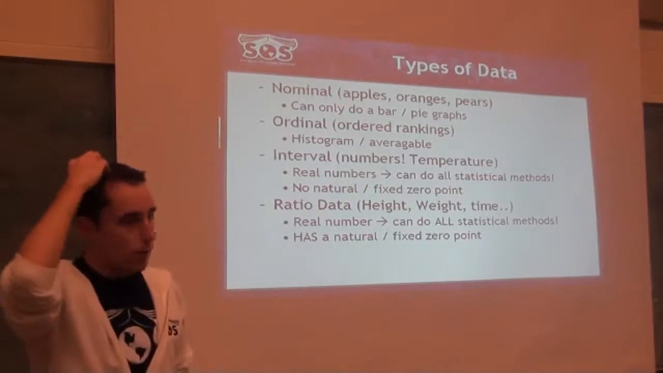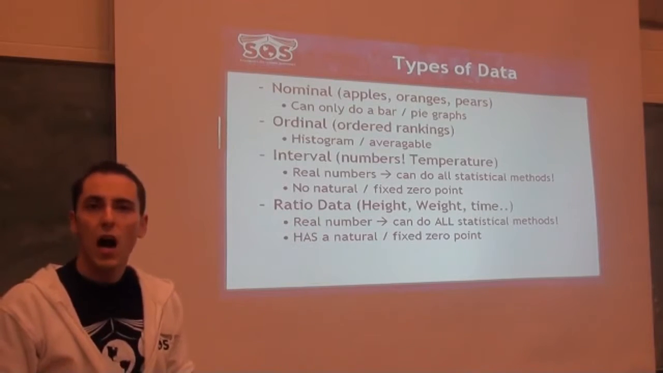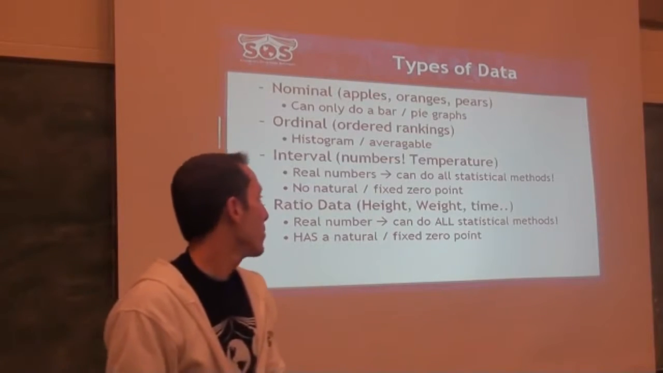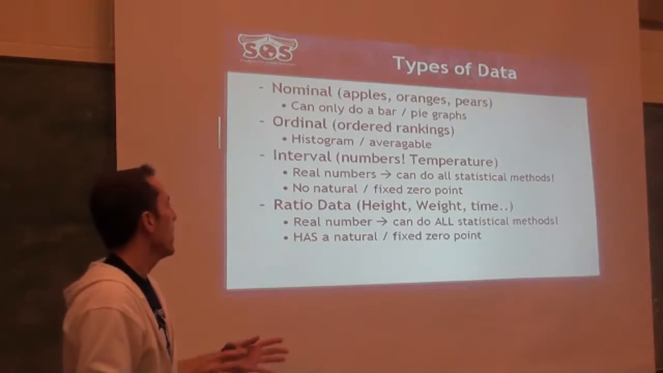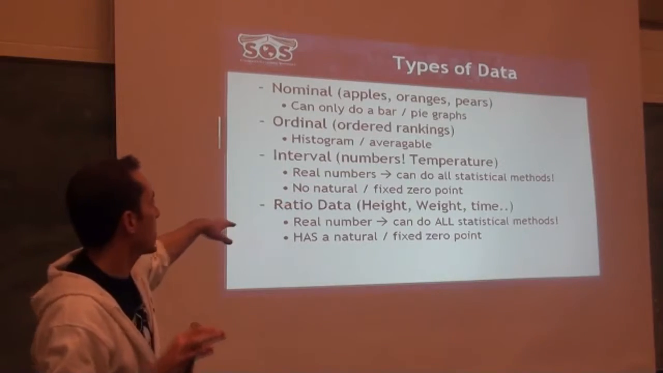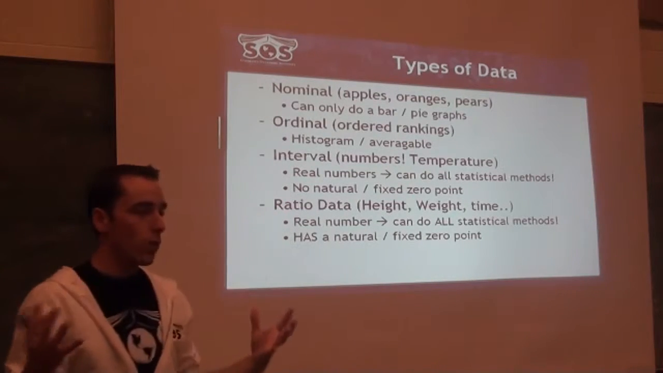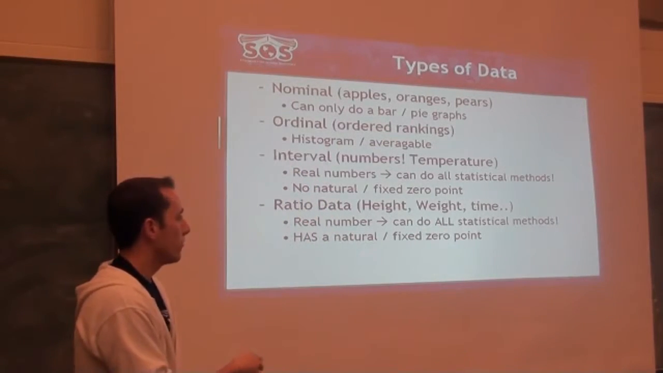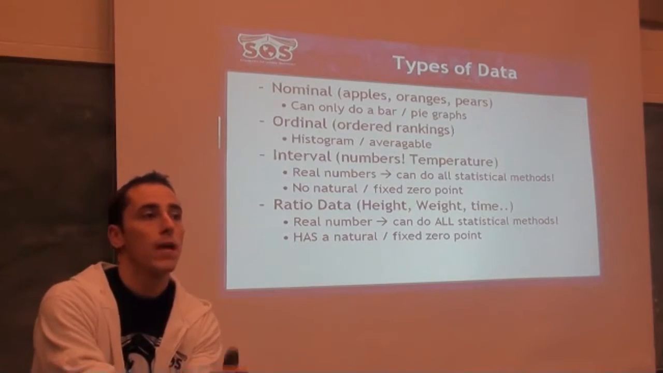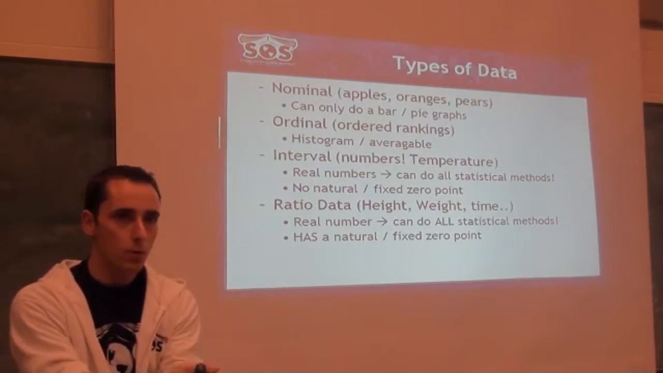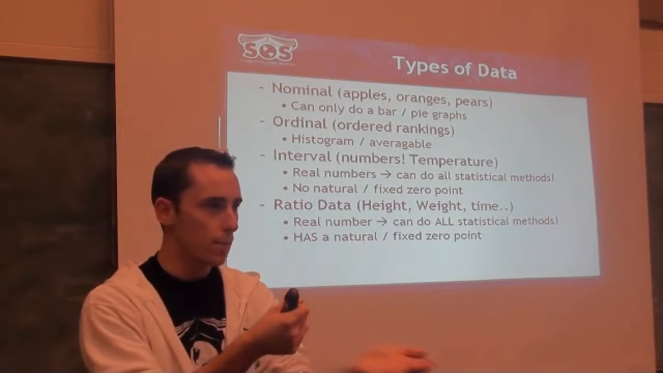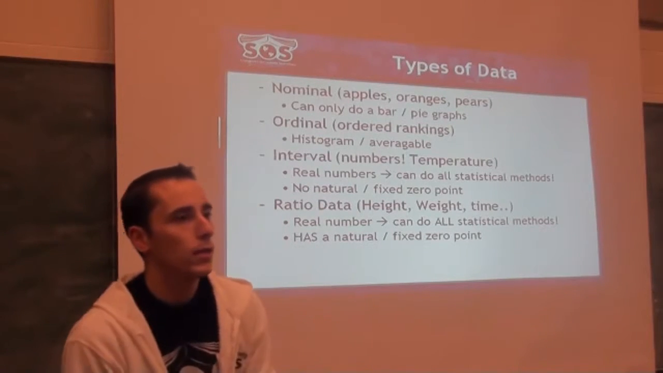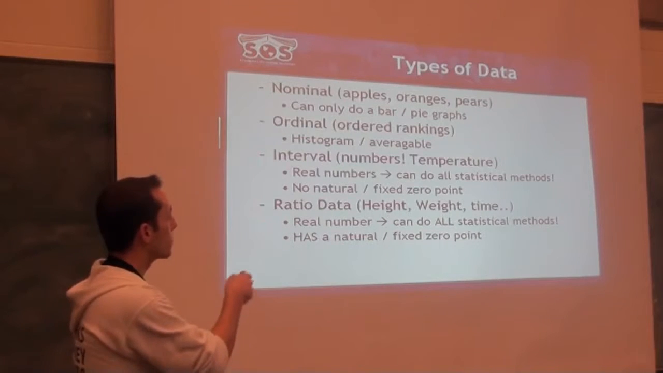And then take it up a notch to interval. This is where you have real numbers, so temperature or time or money or whatever. With real numbers, you can do all statistical methods, but there's no natural or fixed 0 point. And then the last one is ratio data. This is the real one where most of our statistics falls. It's where you actually have a natural fixed 0, which means 0 means 0. In temperature, 0 is not absolute, it's not fixed, because 0 in Celsius is 32 in Fahrenheit. So what is 0 temperature? Well, there isn't one. And so that's the difference between interval and ratio.